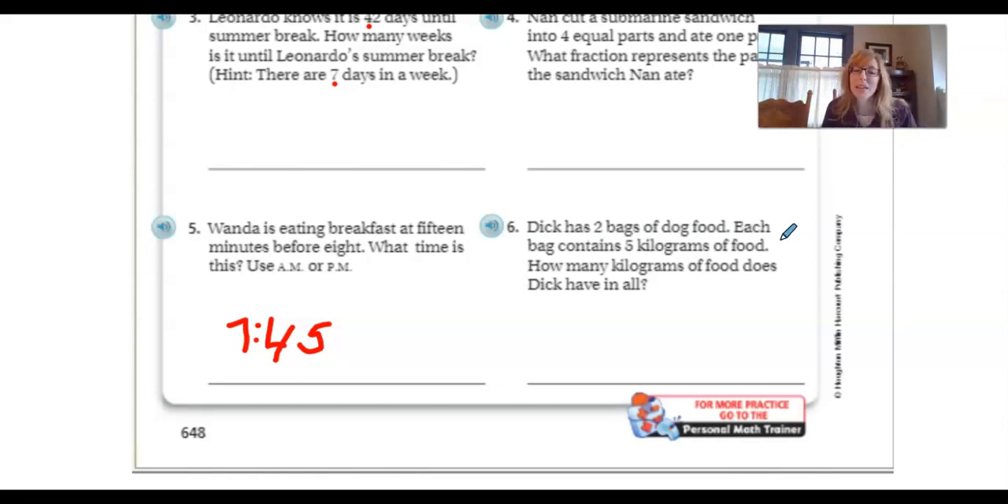So how many kilograms of dog food does Dick have in all? He's got 2 bags of dog food. Each bag contains 5. So we've got 5 in this bag, and we've got 5 in this bag. So think to yourself, 5 plus 5, that gives you 10 kilograms.